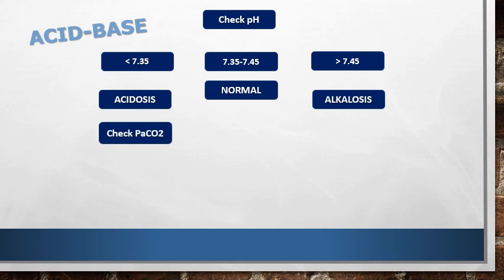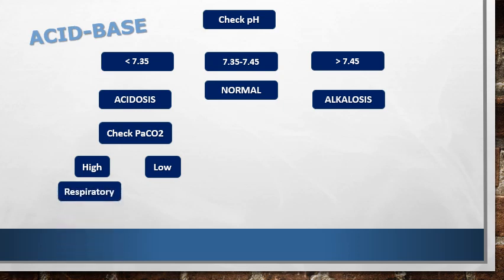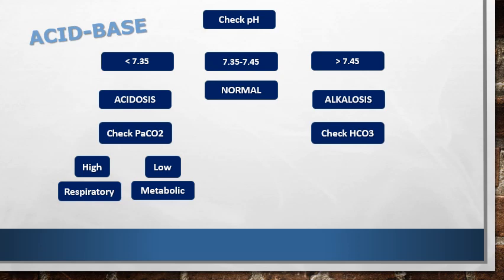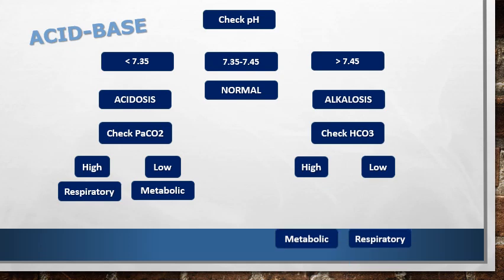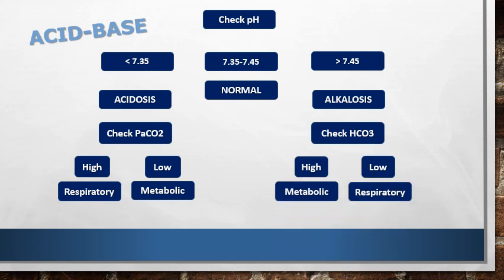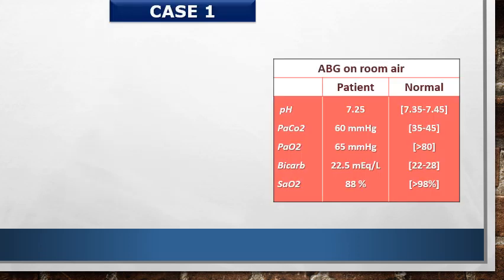So after that you will check the CO2 level. When the CO2 level is high, we are dealing with respiratory acidosis. Low, we are dealing with metabolic acidosis. If there is alkalosis, you will check the bicarb. When the bicarb is high, you are dealing with metabolic alkalosis. When the bicarb is low, you are dealing with respiratory alkalosis.